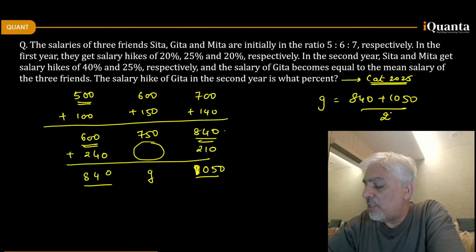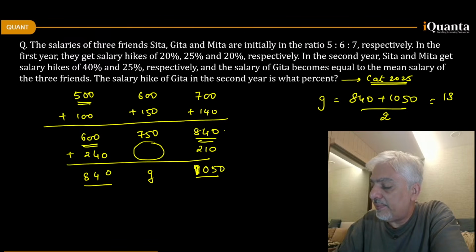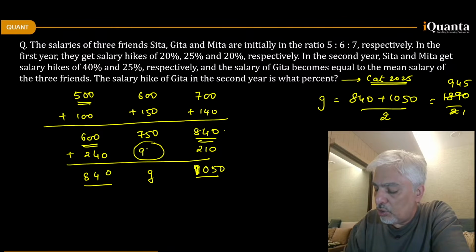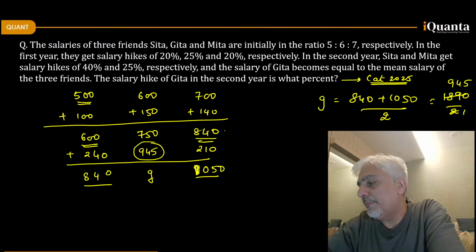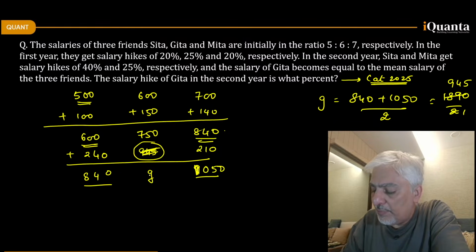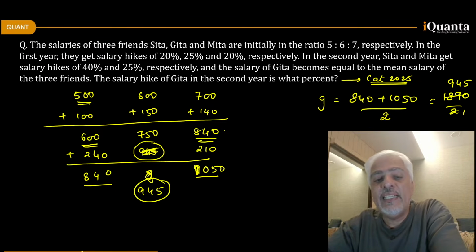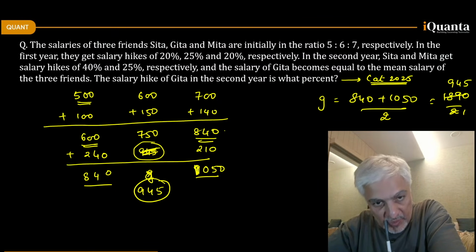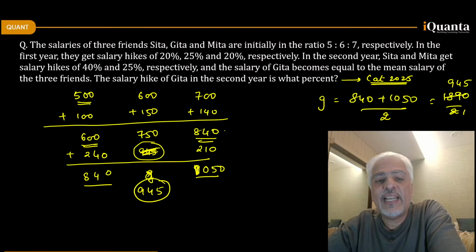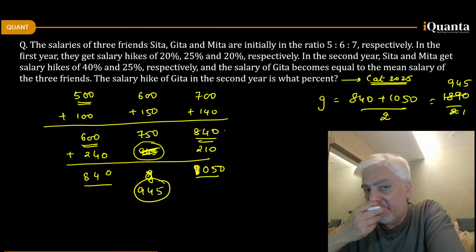That will be 1890 divided by 2, which will be 945. So this is going to become 945. Sorry, not the increment, this salary is going to become 945. So how much is the increment exactly? The increment is 195.